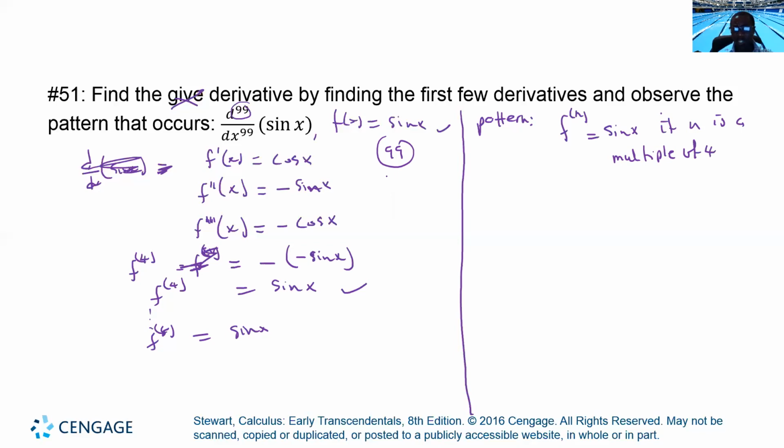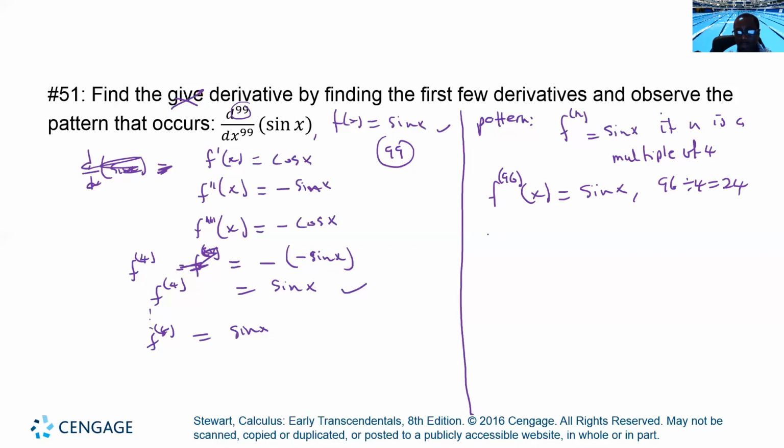Instead of differentiating this 99 times, which is a lot of work, I know that it's 96. If I differentiate the function 96 times, it will be sine of x. Now if you have sine of x, then I can go 97, 98, 99, and I'll get my answer. This is the case because 96 divided by 4 is equal to 24.